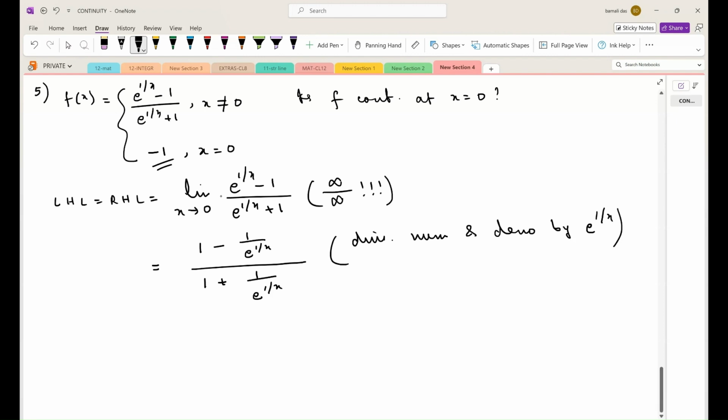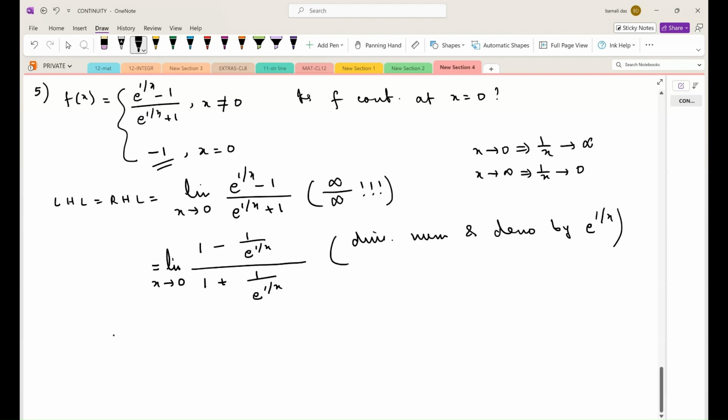Actually, since x tends to 0, 1 by x tends to infinity. This is in the numerator as well, so infinity by infinity. But if x tends to infinity, then 1 by x tends to 0. We know that. That is why we have brought the e^(1/x) down. That's the point actually, to avoid this. Sorry again, I keep forgetting writing this, but if you forget, then you will lose marks.